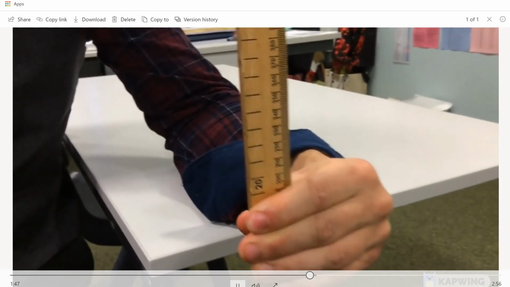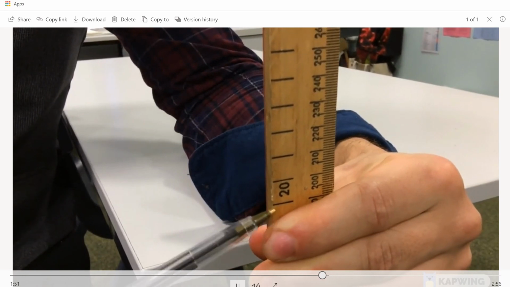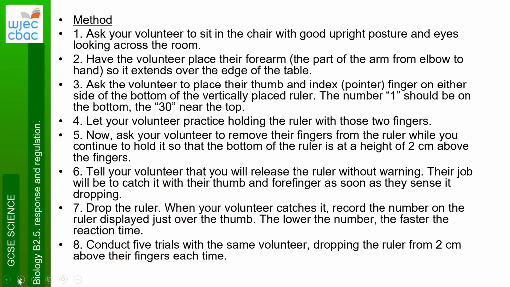Boom! So if you caught the ruler, you want to look at the number level with the top of the thumb. In this case, it's 20 centimetres. Write that down in your results table. Okay, so this is the method that we're going to use for our experiment. You've got this on page 13.